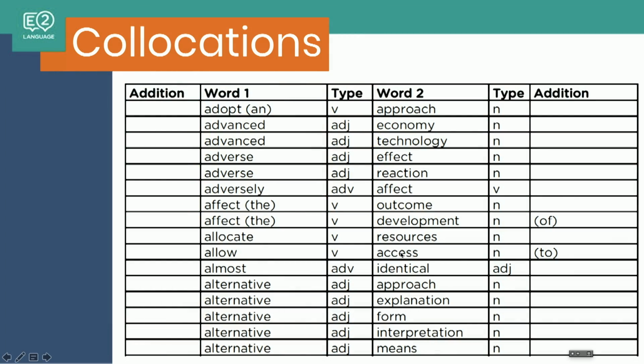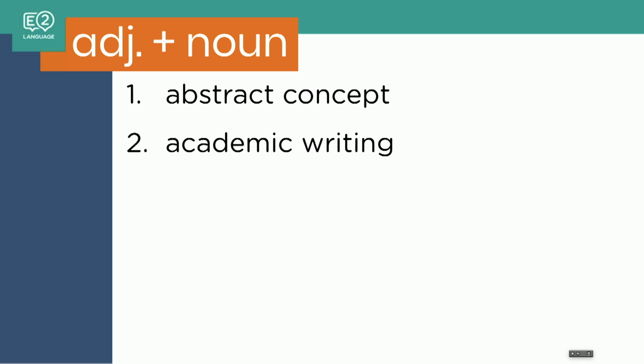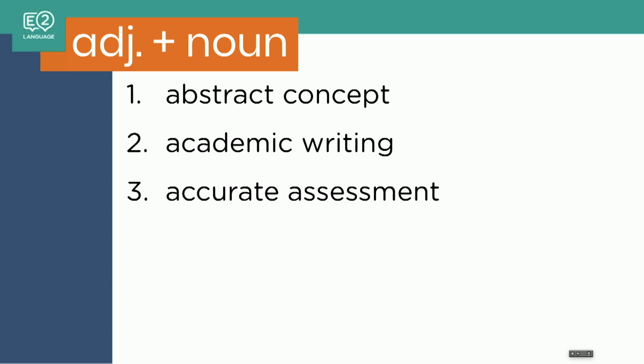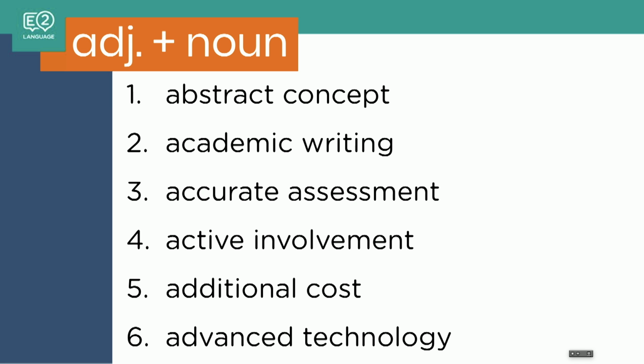Okay, let's have a look at some more closer up. So let's have a look at some adjective-noun combinations. Maybe you're already aware of these, like an abstract concept. On the left, you have the adjective. On the right, you have the noun. Academic writing, accurate assessment, active involvement, additional cost, advanced technology. These are all beautiful sounding natural phrases.